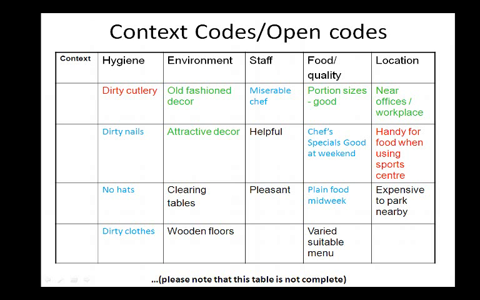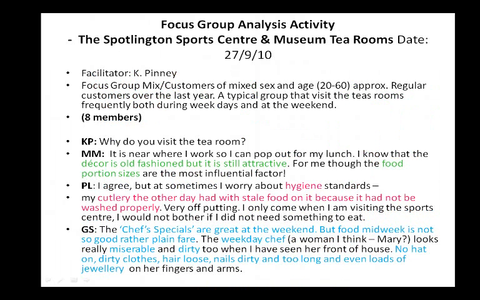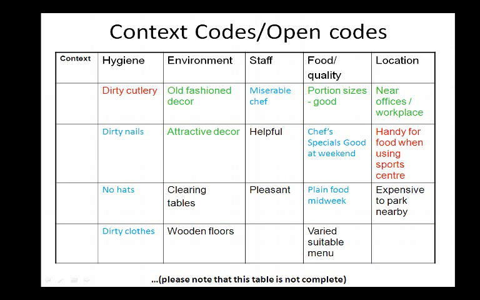So for hygiene, for example, if we go back to the data, we've got information about poor hygiene standards. The cutlery had stale food on it, hadn't been washed properly. There was a comment about the chef who looks dirty, didn't have a hat, clothes were dirty, hair was loose, nails dirty, and so on. So going through the whole of the transcript, we can put these comments under hygiene.